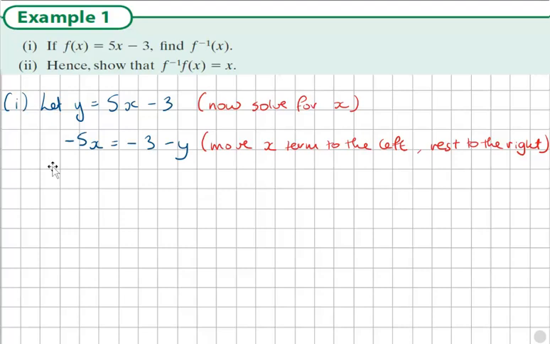So I'm going to bring any x terms to the left and any non-x terms to the right. So it's similar to the rule, letters to the left, numbers to the right. But this time the y is obviously a letter. That's going to go to the right-hand side because that's the non-x term. So 5x comes to the left and becomes -5x. -3 is already over there, so that just stays as it is. And y comes over to the right and becomes -y. So we move the x term to the left and we move the rest to the right.